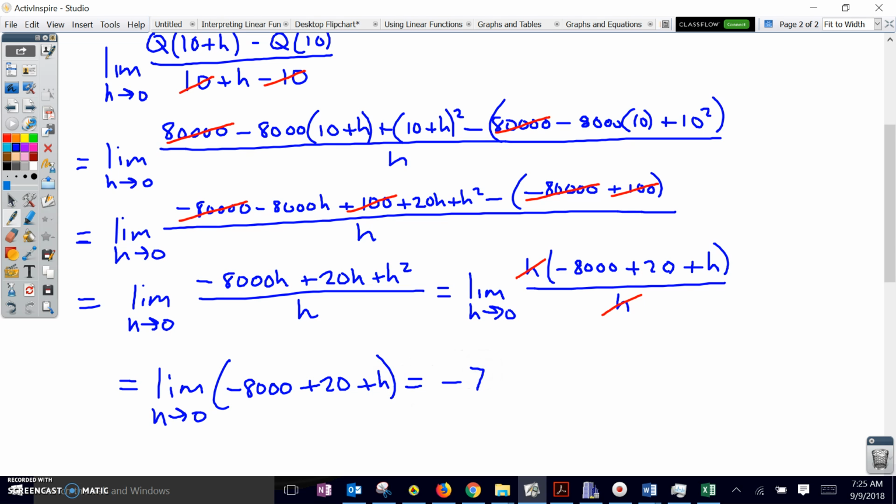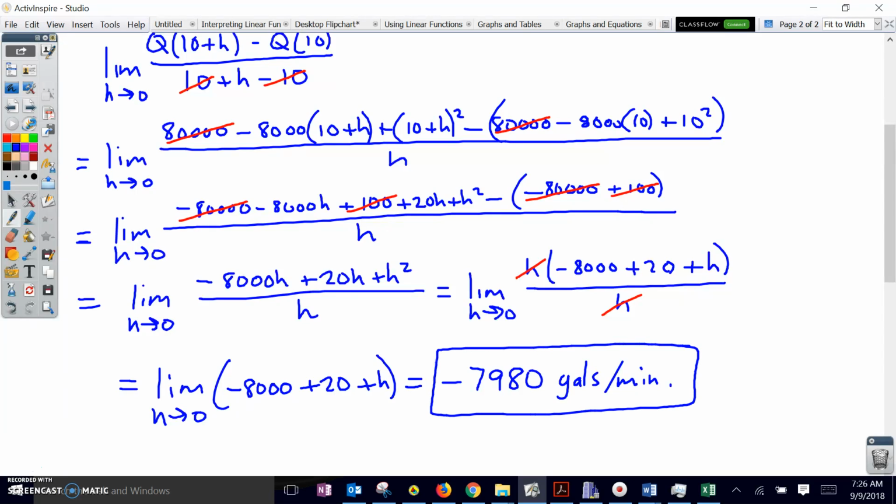And we end up with negative 7,980. And again, my units, since my numerator is in gallons and my denominator in minutes, are gallons per minute. This is the instantaneous rate of change at time 10. That is how fast the water is running out of the tank, exactly at the moment when time equals 10.